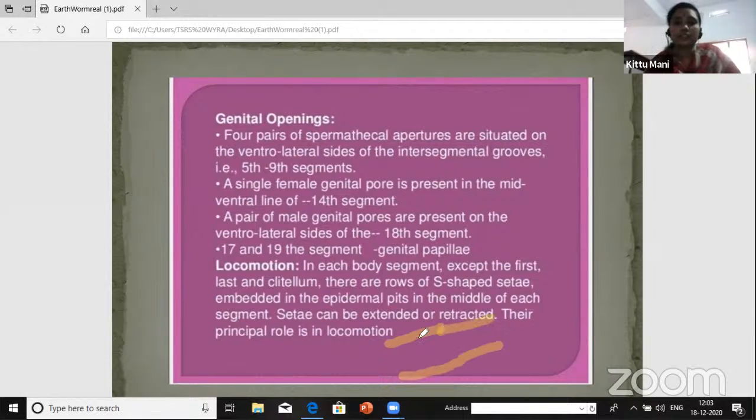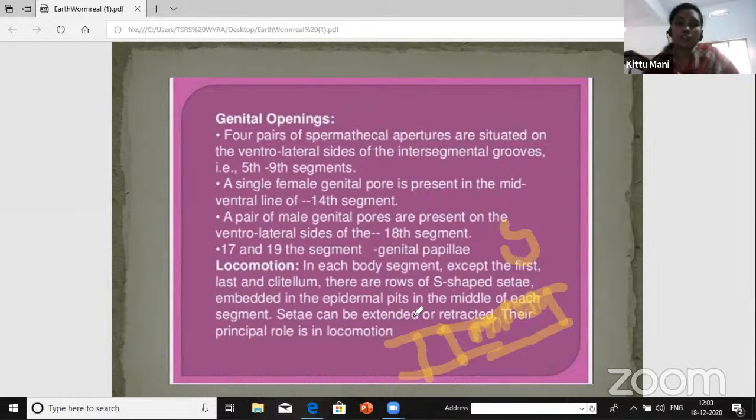Here, for example, the earthworm: each body segment except the first, meaning the peristomium, and the clitellar region, meaning the 14th, 15th and 16th segments, and the last segment of the earthworm, the anal region. Except for these segments, we will observe the S-shaped setae, the hair-like structures used for the locomotion of the earthworm.